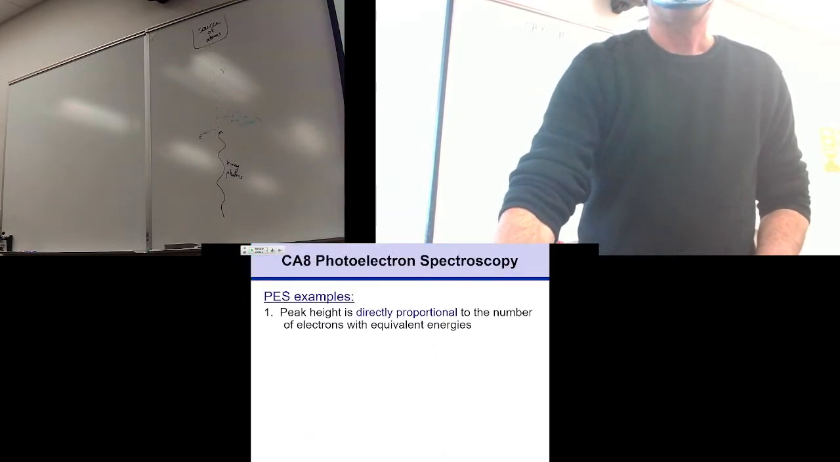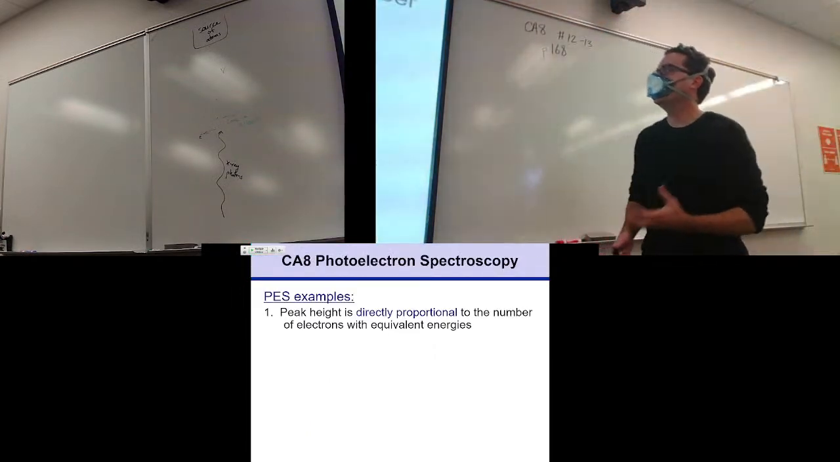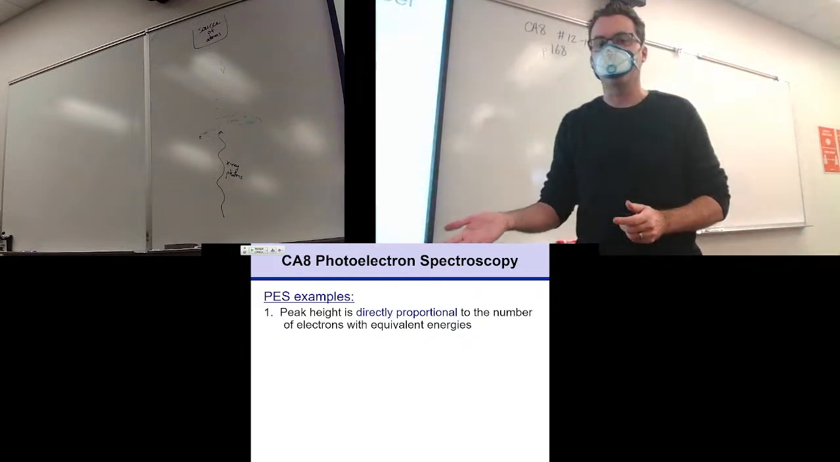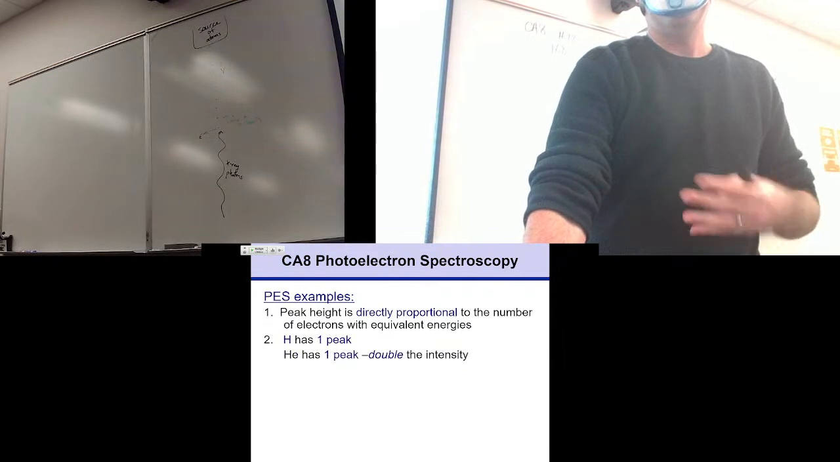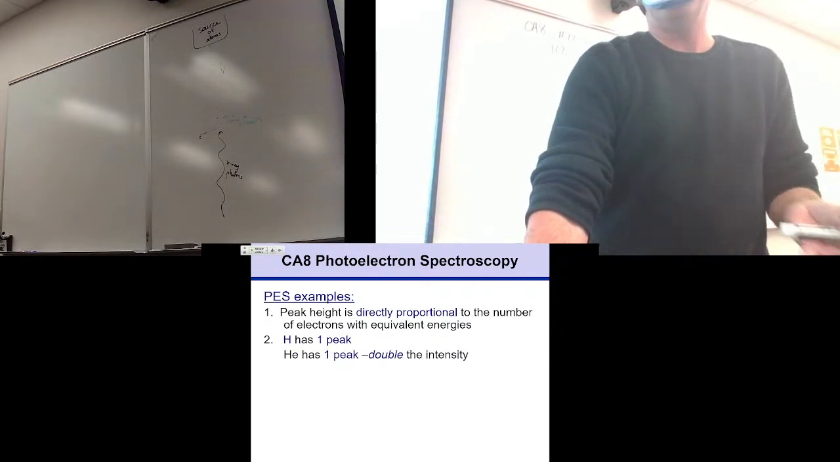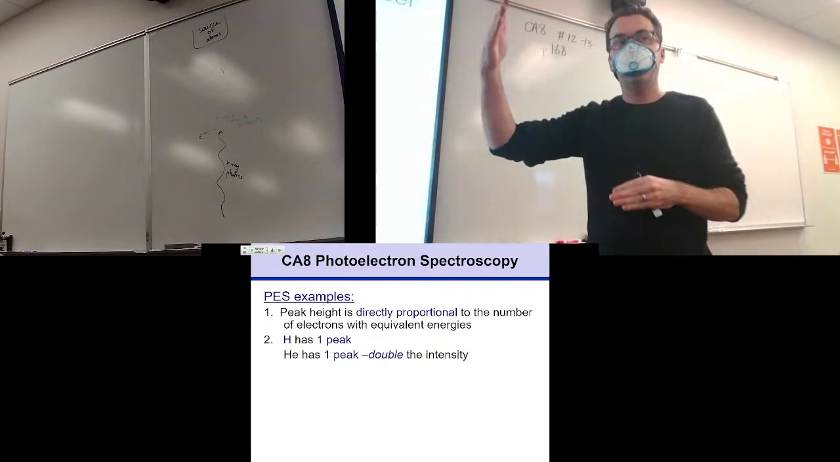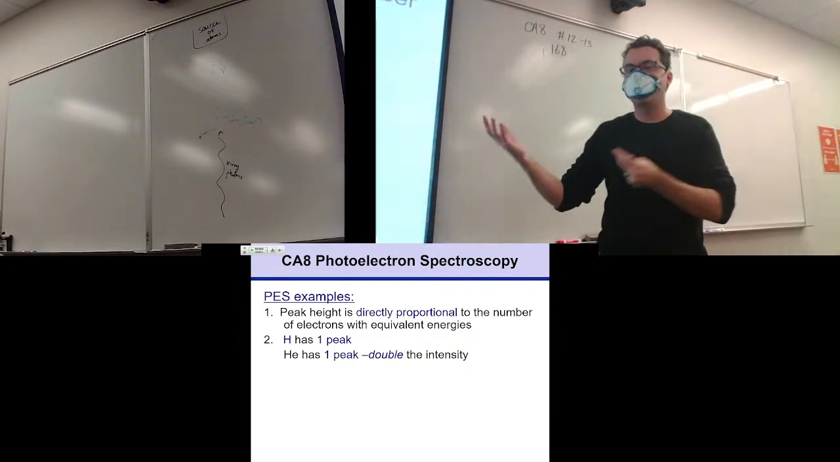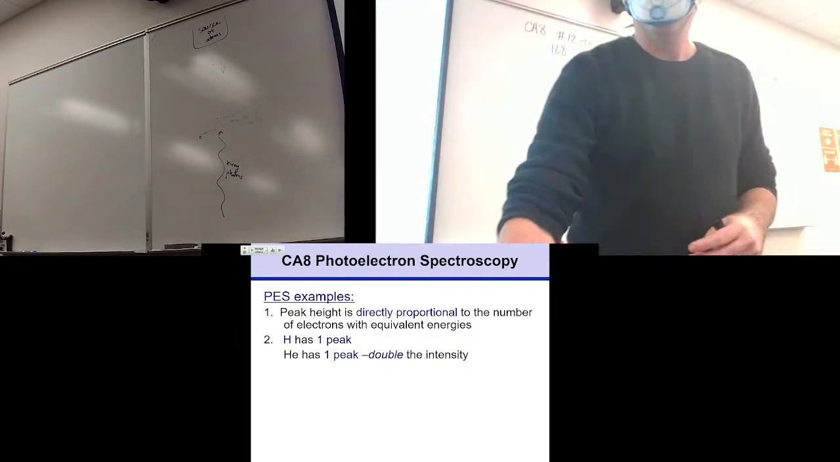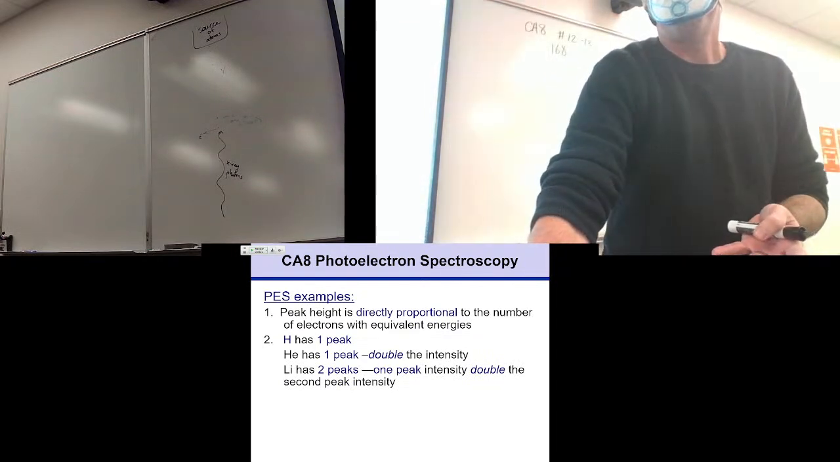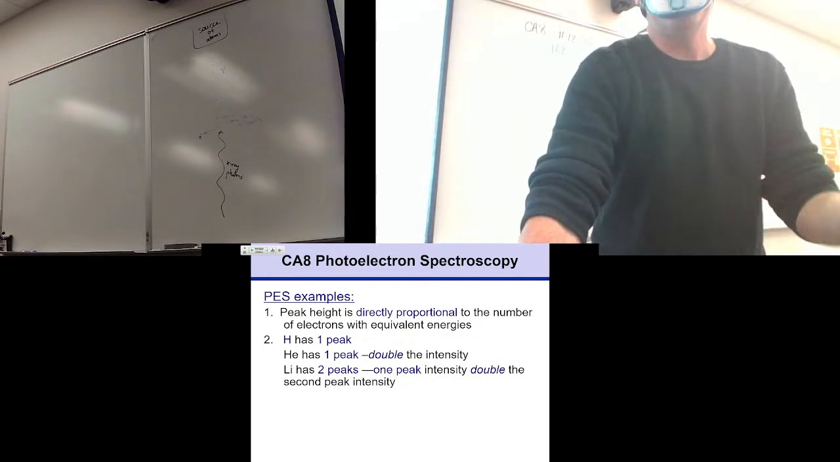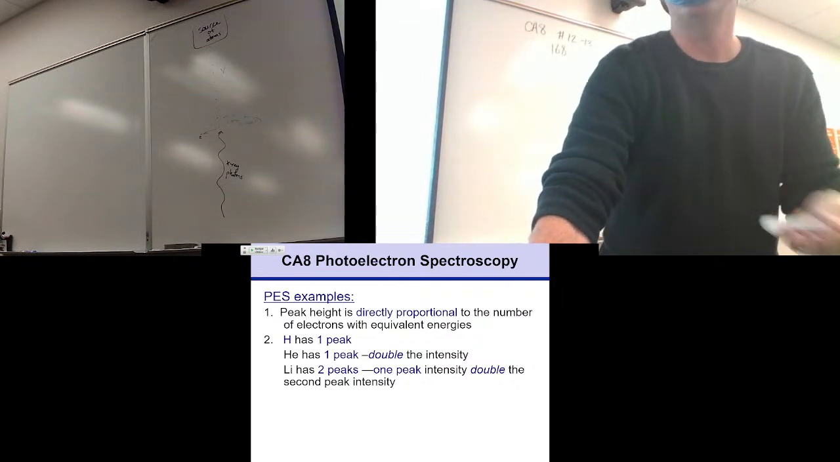So, the peak height is proportional to the number of electrons, okay? So if hydrogen has 1 peak, helium is also going to have 1 peak. It's going to be double the intensity, but I can't see the difference from a regular graph, okay? Lithium should have 2 peaks. There's 3 electrons. 1 should be double the other one, right? Because it's going to be 2 versus 1.